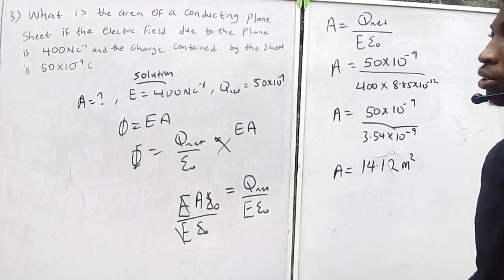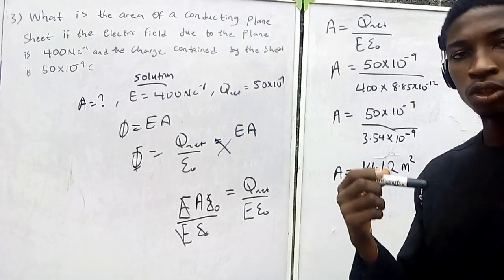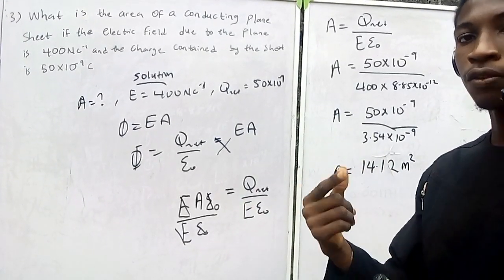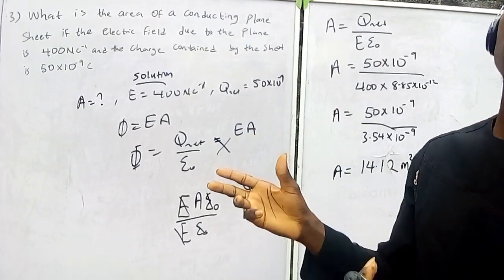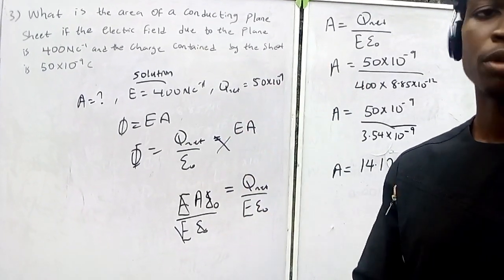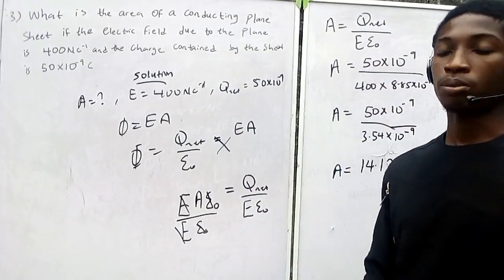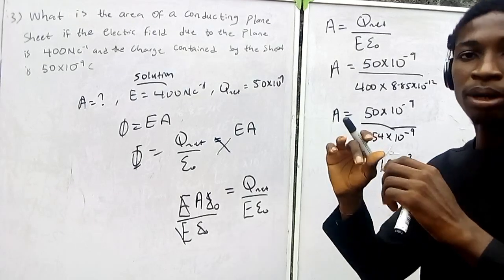And now the final answer. You see, so flux was not given in the question. But we know what flux is. Flux has two equations. Firstly, flux is equal to electric field times area, and flux from Gauss law is equal to what? The total charge or net charge divided by what? The permittivity of free space. So you can get any of that through these two equations. I'm sure you understand. So this is what you need to know about Gauss law. This is everything about Gauss law.